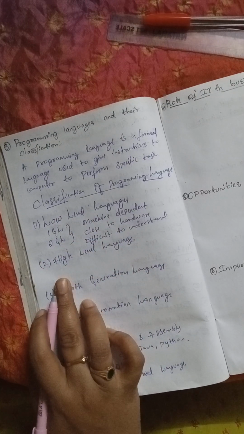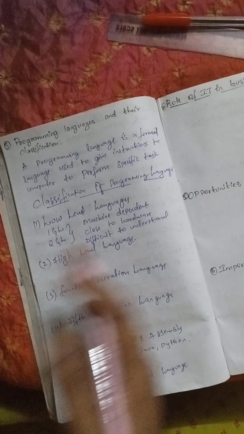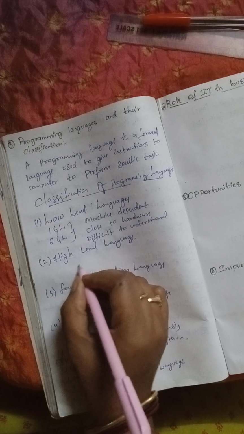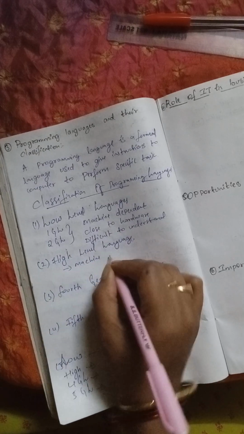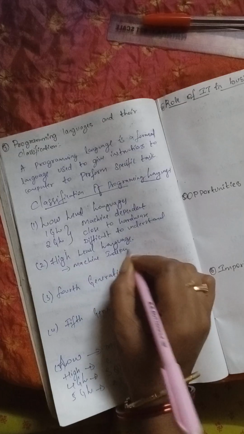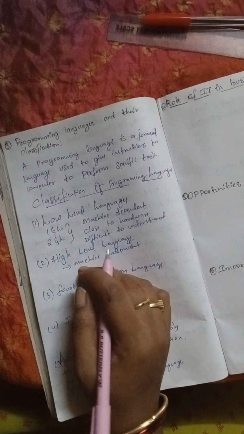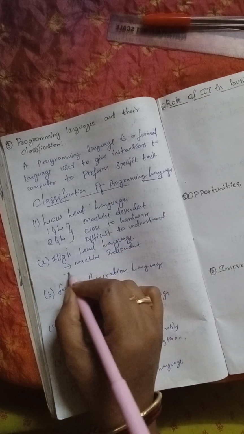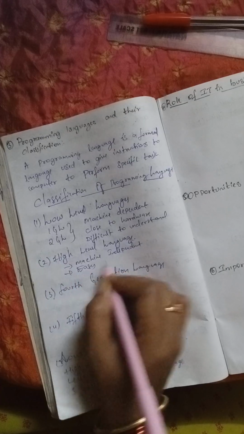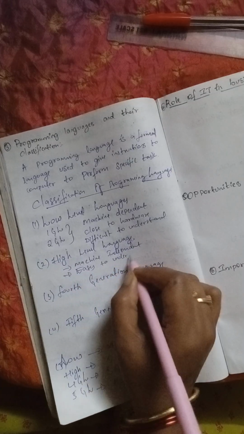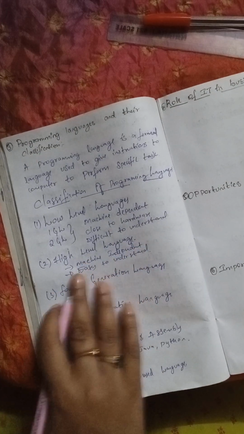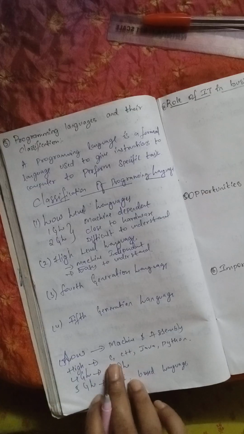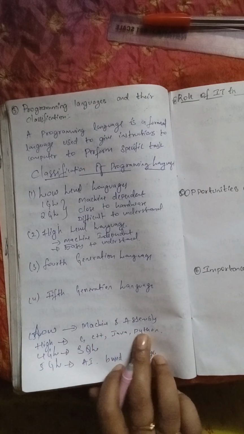Now let's talk about the high level language. It is easy to understand, uses English like words, and is machine independent, whereas low level language is machine dependent. Examples I gave just now are C++, Java, and Python.